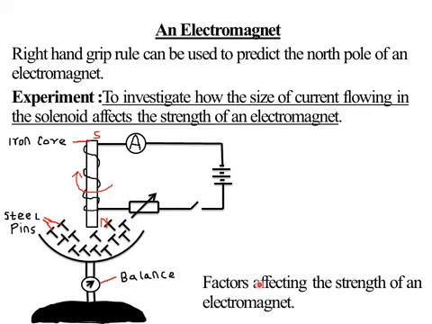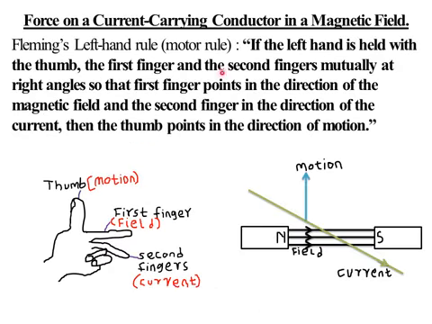The reason we have given is because a U-shaped core brings the poles closer together, hence the lines of force get concentrated. Then the last factor was the length of the solenoid, and we have said that the longer the solenoid, actually the weaker the electromagnet. Then lastly, we look at what we call the force on a current carrying conductor in a magnetic field.